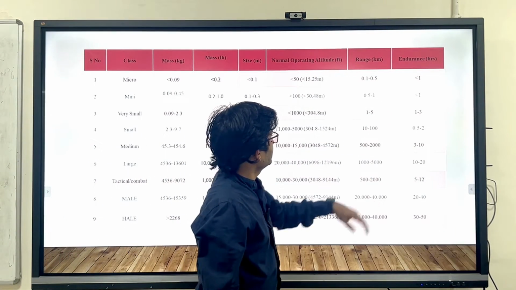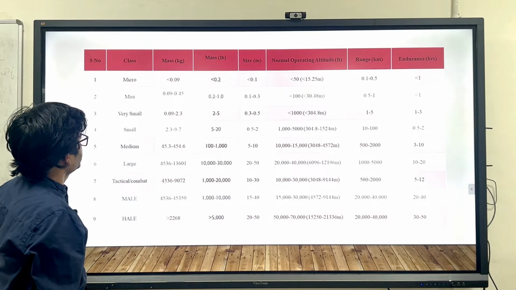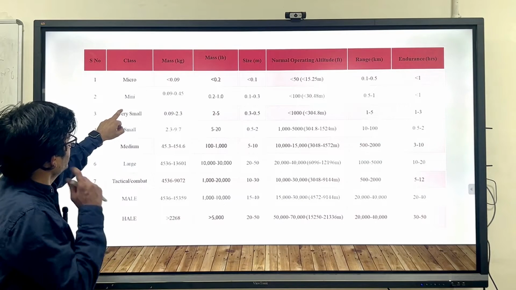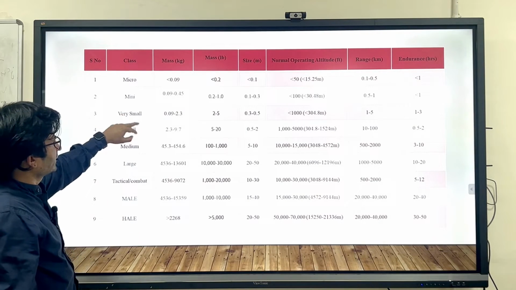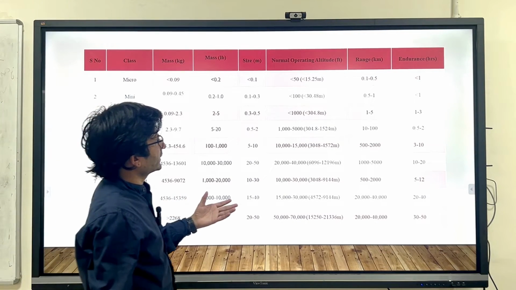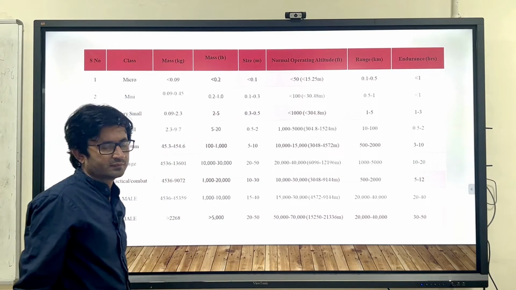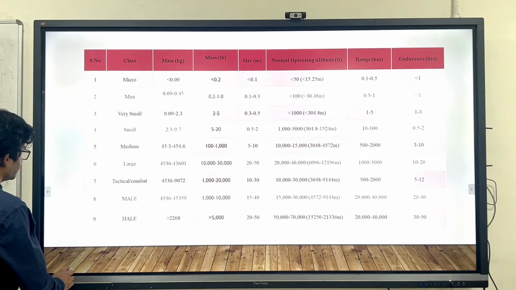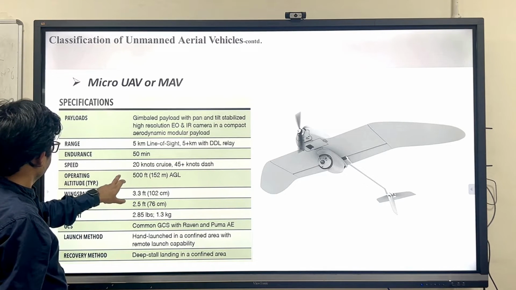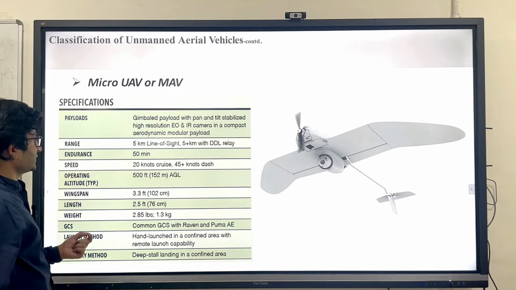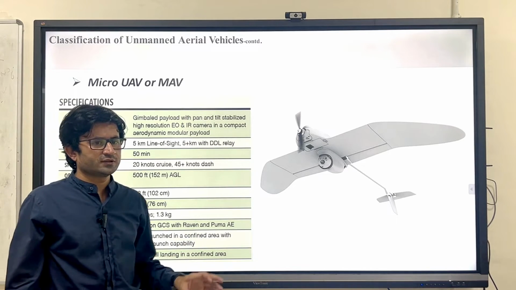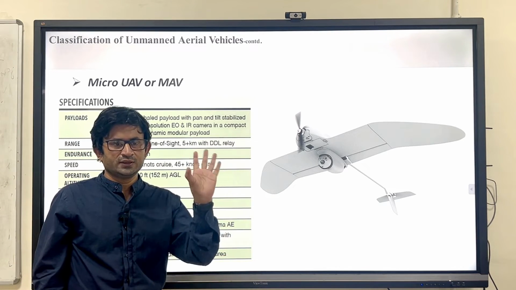So if you go back to the previous slide, endurance is less than 1 and weight is this, so which class will it belong to? This will belong to mini and very small, in the middle of that, right? And based on endurance you can classify it as mini, because endurance is less than 1 hour, less than 1, 15 minutes. And this type of UAV you can hand launch, because the weight is very low. As long as weight is less than 5 kg you can easily hand launch.